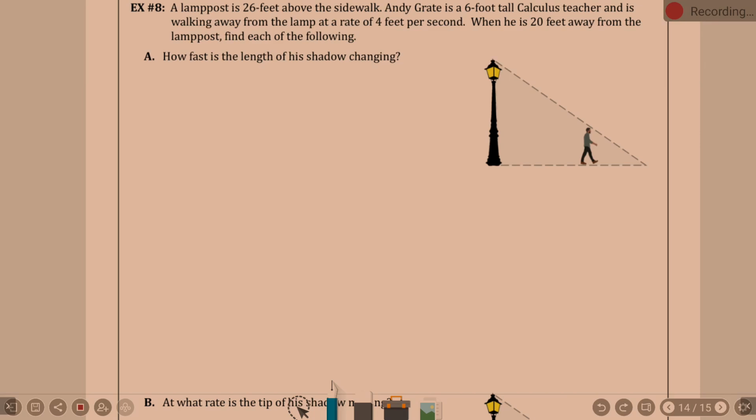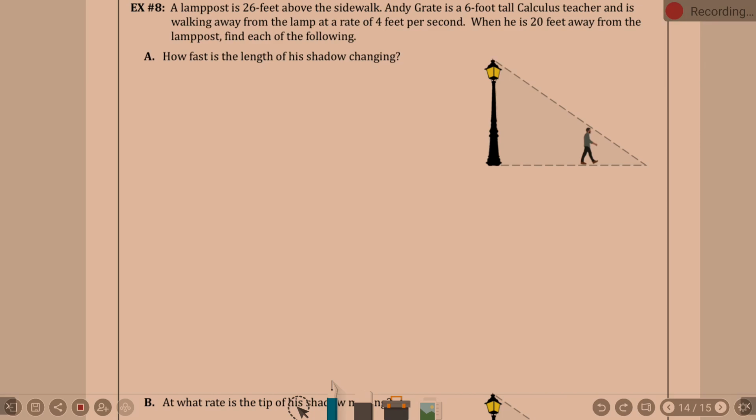So okay, Andy Great is a 6-foot tall calculus teacher. He is walking away from the lamp at a rate of 4 feet per second. When he is 20 feet away from the lamppost, find each of the following, which I'm only working on A. A is your typical calc question. How fast is the length of his shadow changing?